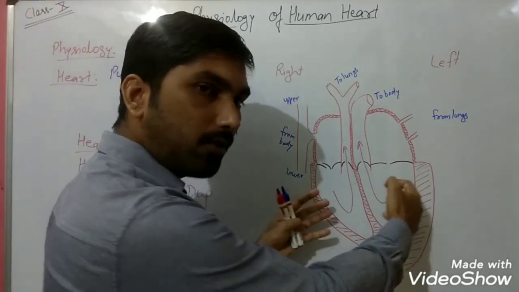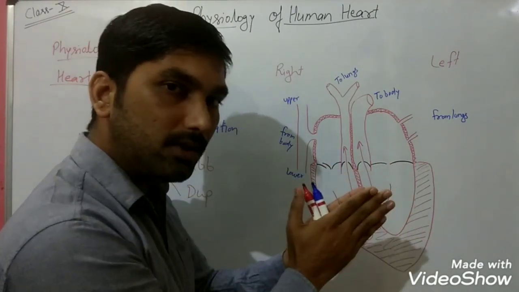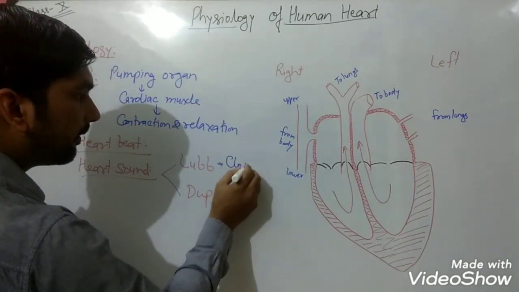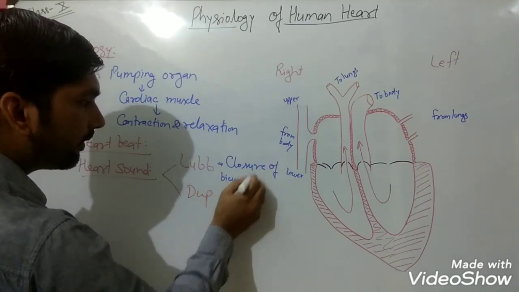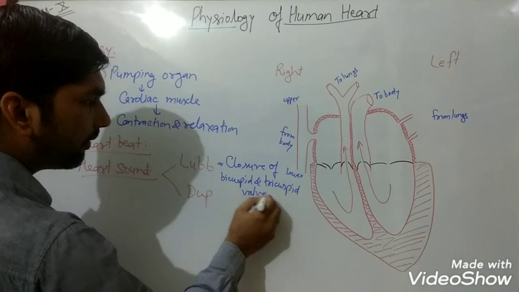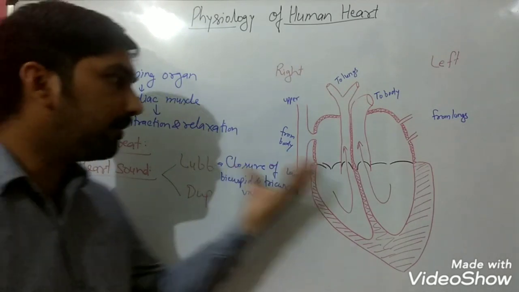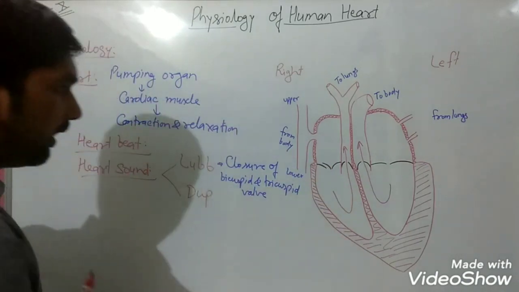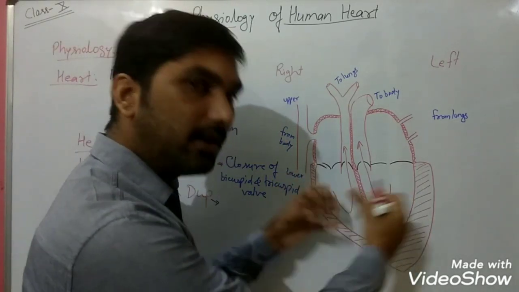When the ventricles contract, the bicuspid and tricuspid valves close. So lub is the closure of the bicuspid and tricuspid valves. When these valves close, we get a sound, and this is the first sound of the heart, received from the stethoscope. Then the second sound is dub, and this comes when the ventricles relax.